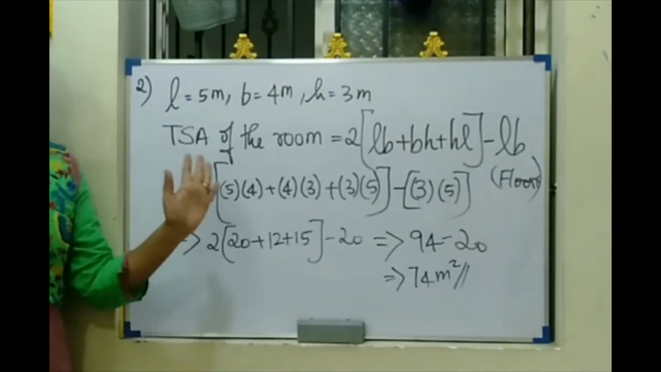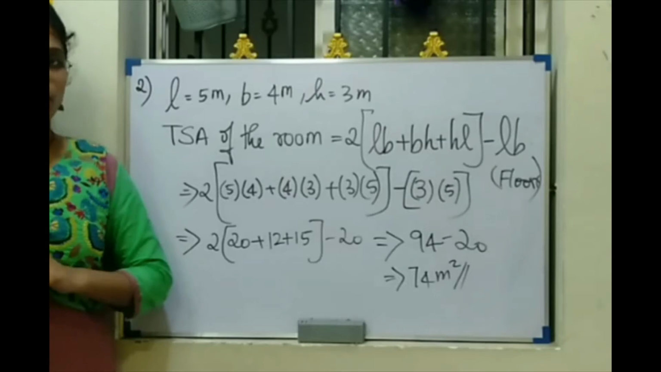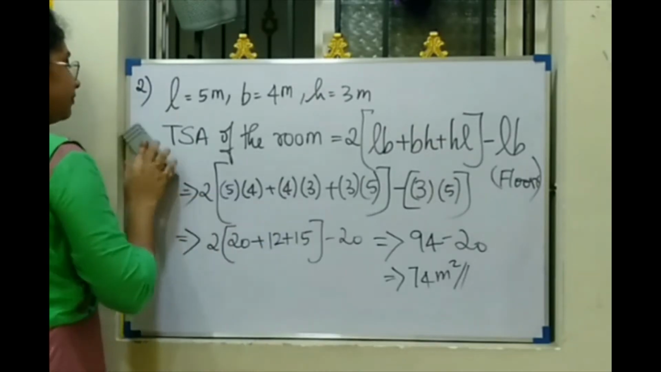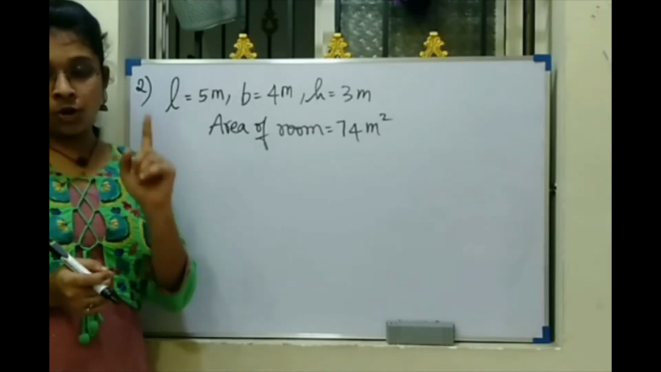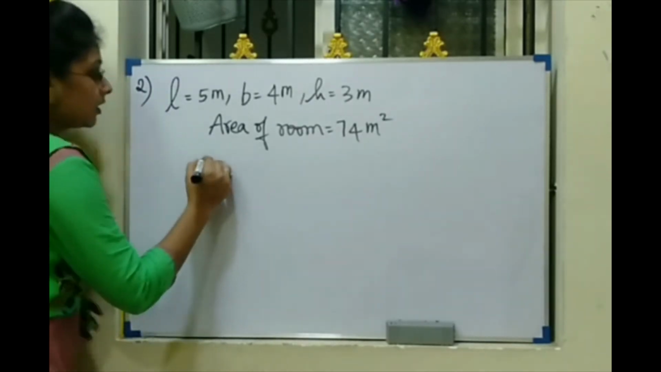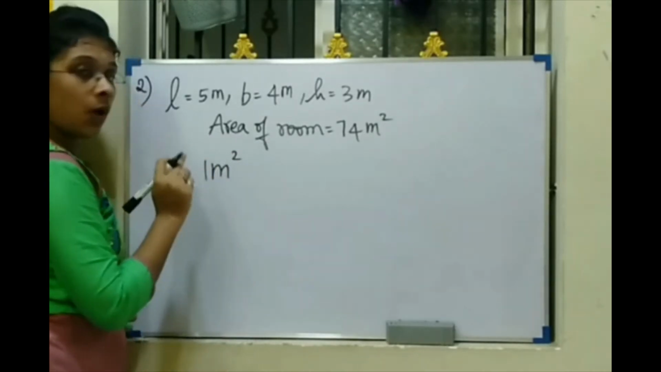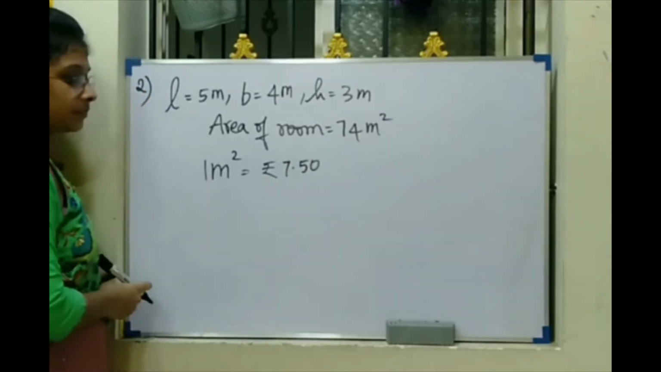Therefore, the total area of the room is equal to 74 meters square. Now, let's find the cost for whitewashing. In the question, they have given the cost for whitewashing 1 meter square is equal to rupees 7.50. That is, cost for 1 meter square is equal to rupees 7.50, right?